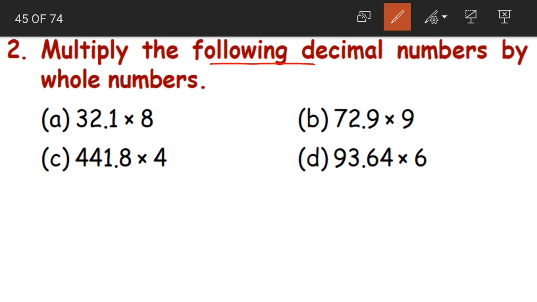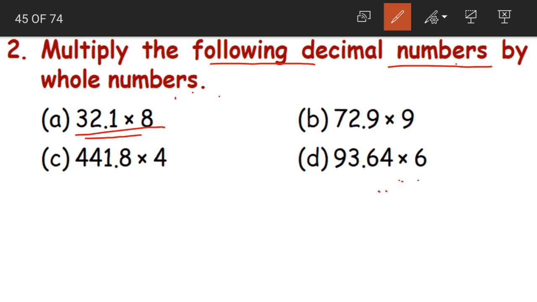Now here we are having a few multiplications of decimal numbers by whole numbers. I think we did not cover it in the previous class, so I'll explain here. Again, we have already covered multiplication of a decimal number by another decimal number. Yes, so even for multiplication of a decimal number by a whole number, we follow the same method, children.